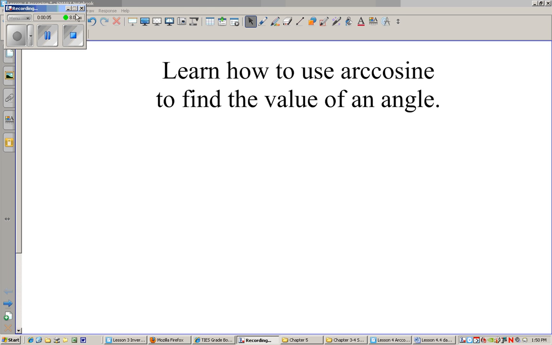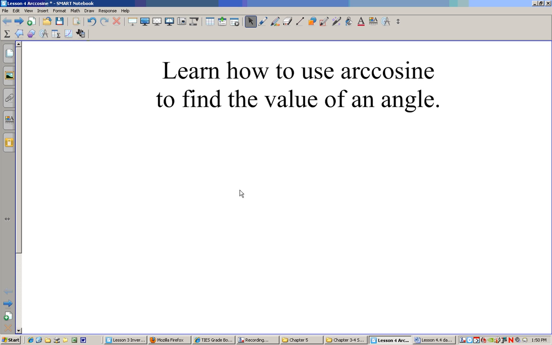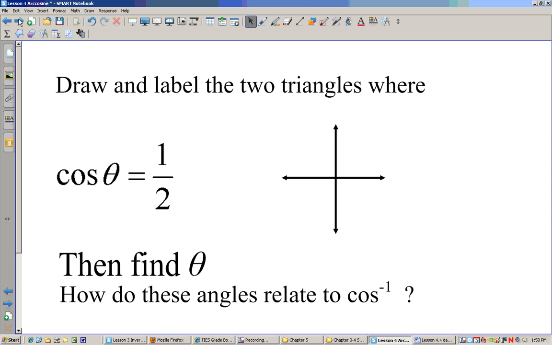Today we're going to learn how arccosine can help us find the value of an angle. So we're going to start with what we left off with on the previous lesson. Let's draw and label two triangles where the following is true. Cosine of theta is 1 over 2.